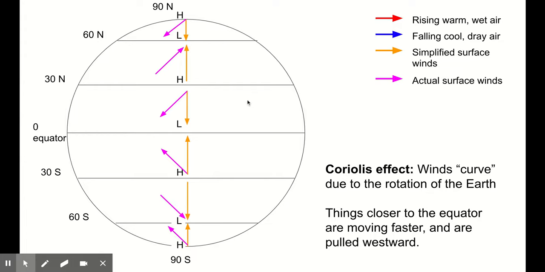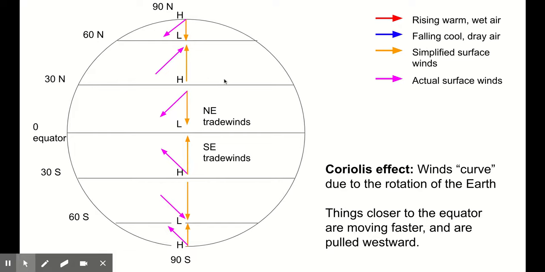And so these are all called trade winds. These are the prevailing surface winds that are always blowing on Earth. And the ones in this latitude band from 0 to 30 north or 30 south, these are called the northeast trade winds or the southeast trade winds. And remember, they're named based on the direction the wind is coming from. So this wind is coming from the northeast, it's the northeast trade wind. This wind is coming from the southeast, it's the southeast trade wind.